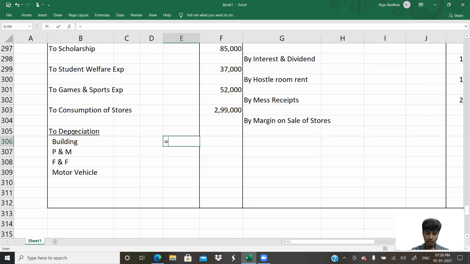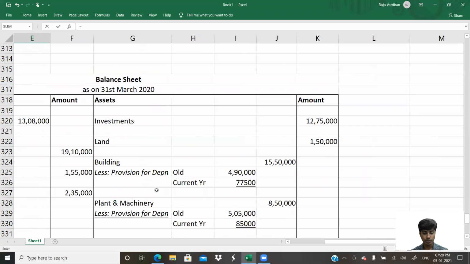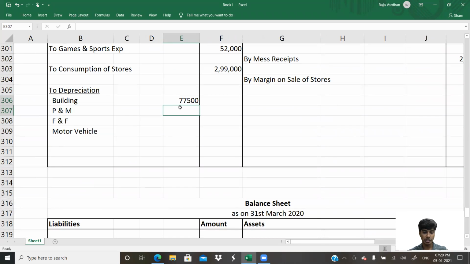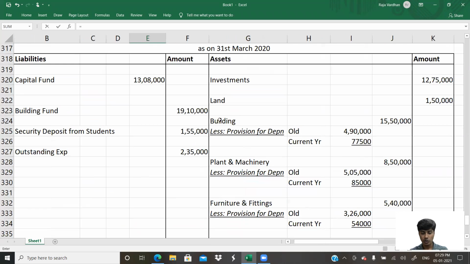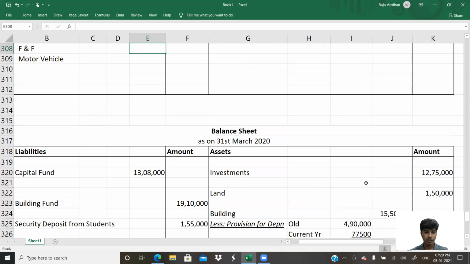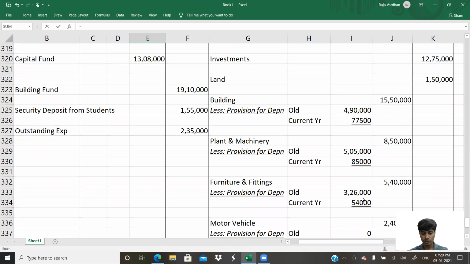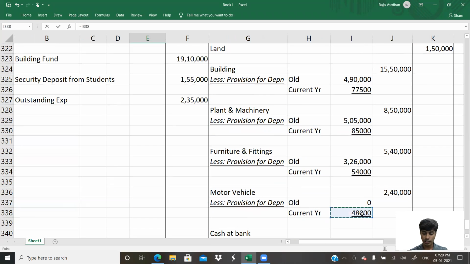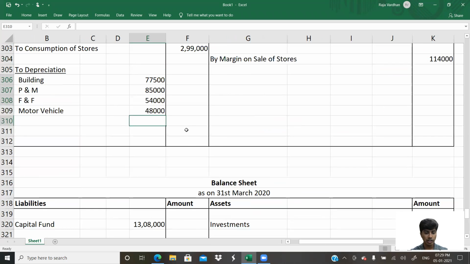Now tell me, how much is it on building? Only current year depreciation. The old provision is already there in the trial balance. You don't have to worry about that part. That is not our current year expense. That is accumulated expense from previous years. Now plant and machinery, how much? 85,000. Furniture and fittings? 54,000. And motor vehicle? 48,000. That's it. So our total current year depreciation expenditure is 2,64,500.